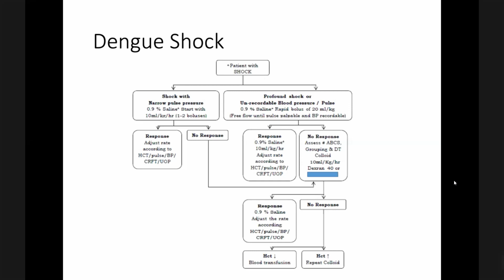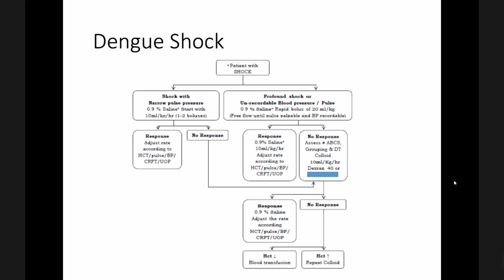Grade 3 is compensated shock, so the patient may be having tachycardia, capillary fill time may be prolonged, but the blood pressure is still recordable. However, the difference between systole and diastole, which we call pulse pressure, is 20 or less. That is compensated shock. Dengue shock syndrome or uncompensated shock or grade 4 shock, DHF grade 4, is where the patient may be tachycardic, capillary fill time prolonged, you may not be able to palpate the pulse, and the blood pressure is unrecordable, right?